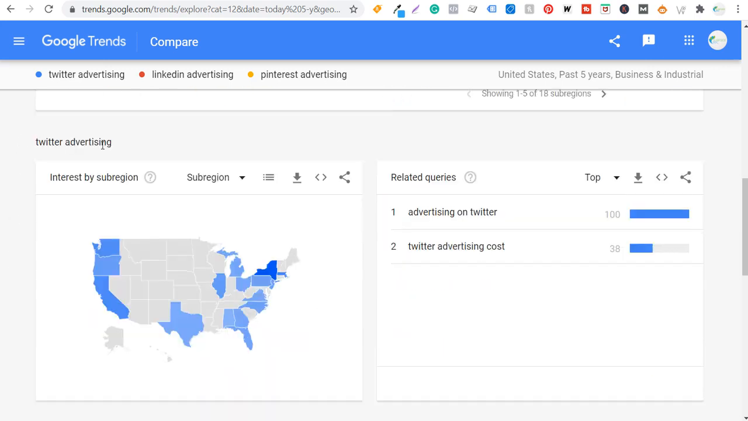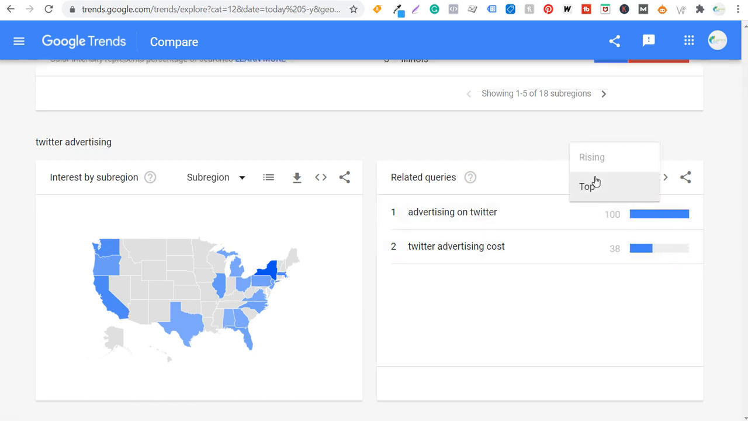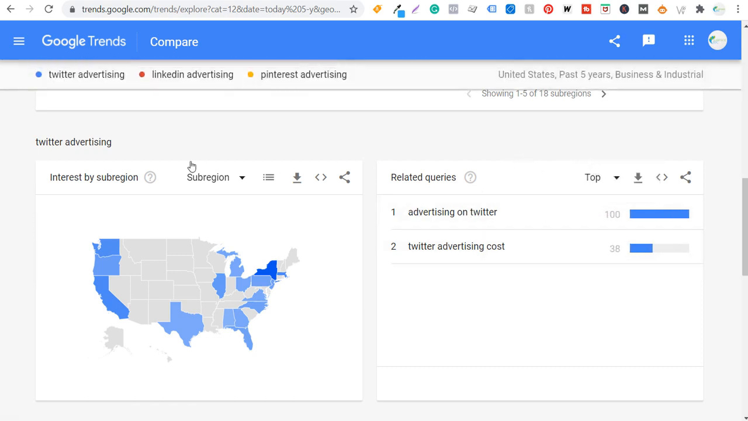Now, if we keep coming down, they're going to break down each individual search term based on its interest by subregion and then related search queries. So advertising on Twitter, Twitter advertising cost. If we come to rising, there's no rising for this one. So it's not a huge search term if we're just seeing 2 different queries here.